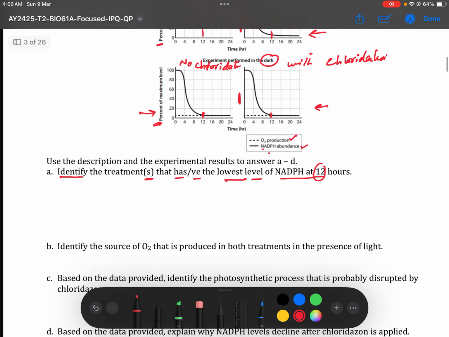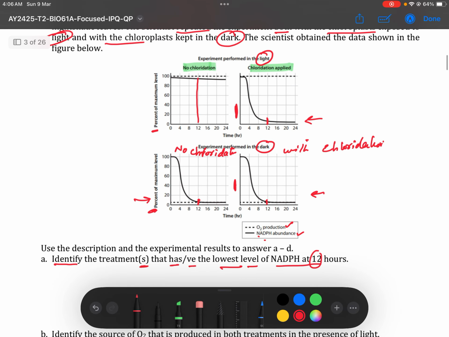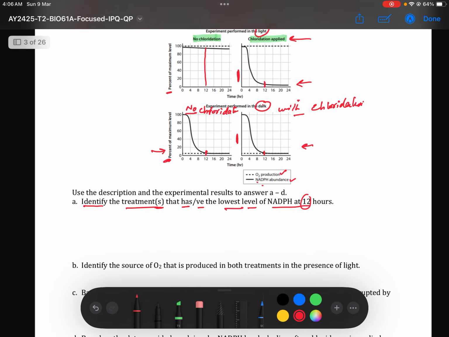So you can say the experiment done in light when the chloridazone applied, the experiment done in the dark with no chloridazone, and the experiment done in the dark with chloridazone. So three experiments over here. So you can say 3 treatments over here or 3 experiments over here.